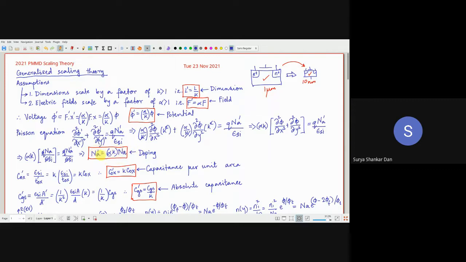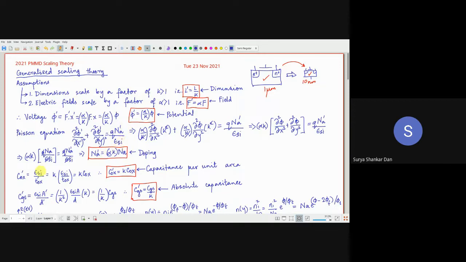Okay, so what we realize here is, if the field scales by alpha and if the dimension scales by 1 by k, then the doping scales by alpha into k. We will see the serious implication of this towards the end of this class. Okay, so just keep this model in mind. So this is the mathematical modeling of the doping scaling factor.